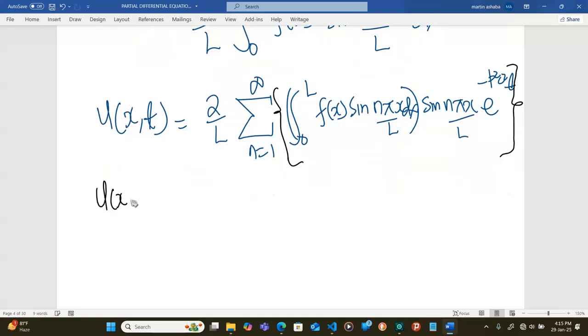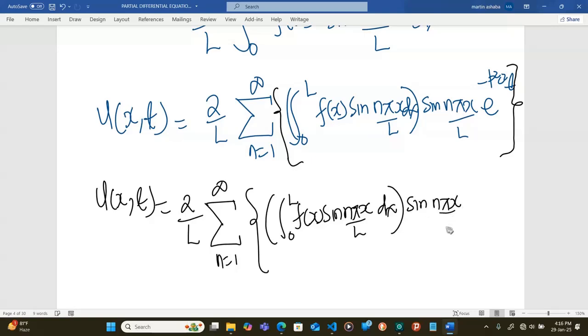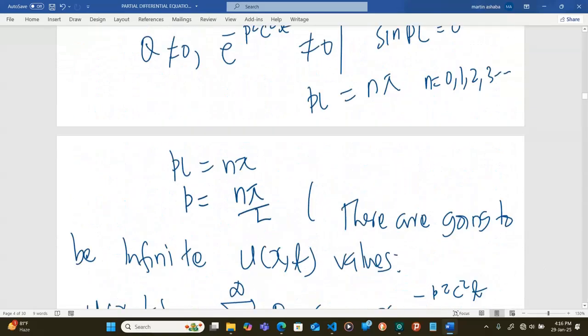So u(x,t) is going to be 2 out of L, the summation from n equal to 1 up to infinity of, in a smaller bracket, the integral from 0 to L of f(x) sine(n pi x out of L), then we multiply by sine(n pi x out of L) times exponential of negative p squared c squared t, and that will be the solution for the heat distribution.